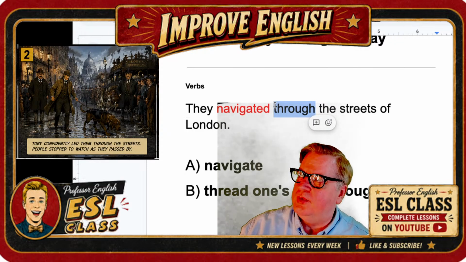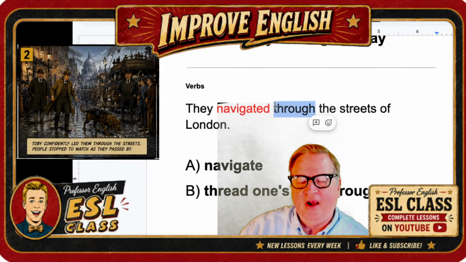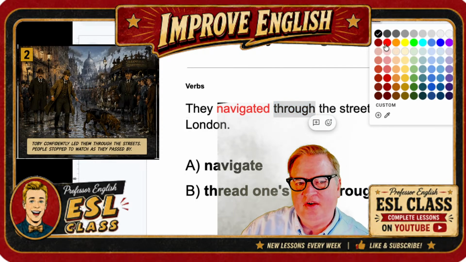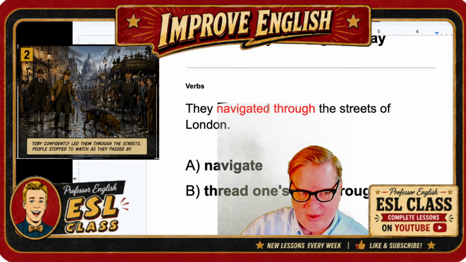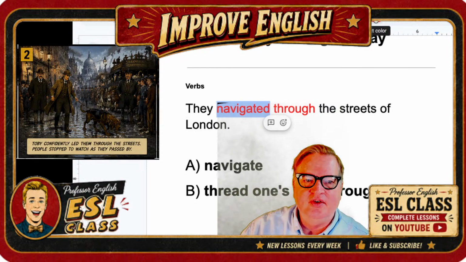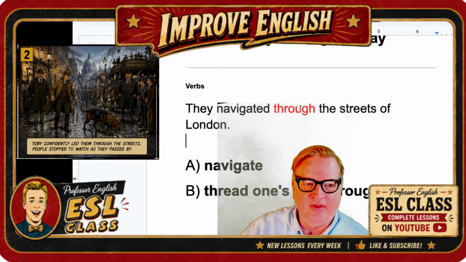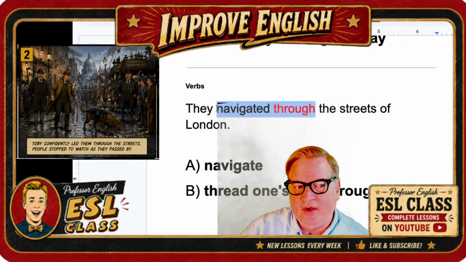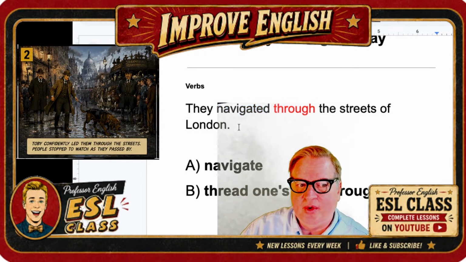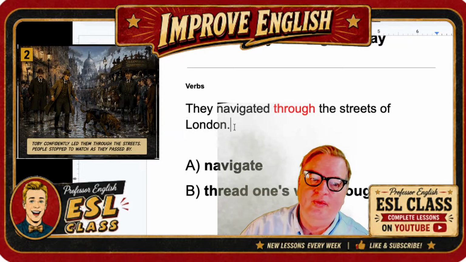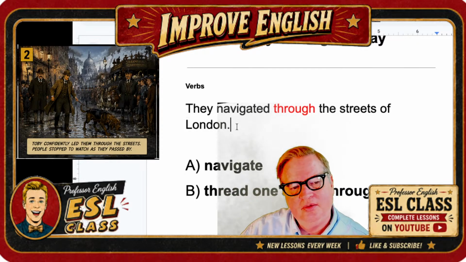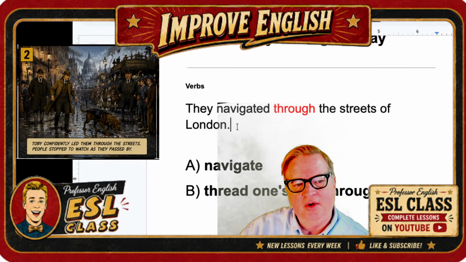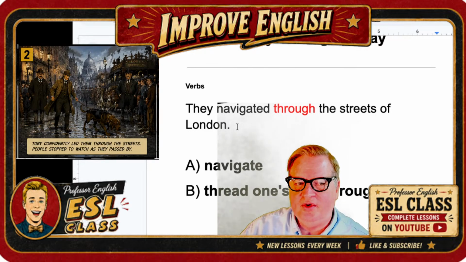Normally you would not emphasize a preposition like through, but I almost think that this is kind of like a literal phrasal verb that we're doing here. Navigate through is kind of its own verb, two words together, and it's pretty literal. So in this case, you probably would want to accentuate the word through. They navigated through the streets of London.